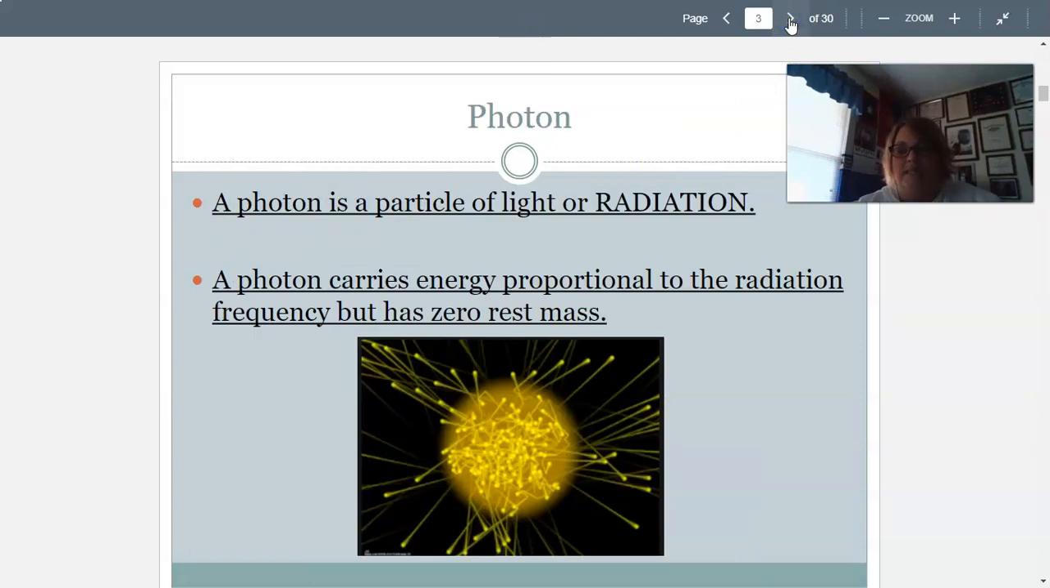So when you think sun, I want you to think how the sunlight gets to us. And how that gets to us is through radiation, which we know. And what radiates is a photon. Okay? That is a particle of light. Not a proton, a photon. Think photo, P-H-O. Okay? A photon carries the energy proportional to the radiation frequency, but it has zero mass, okay?